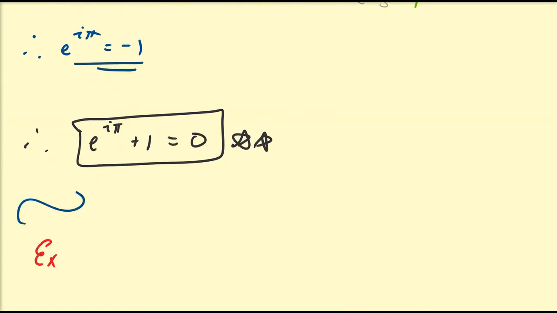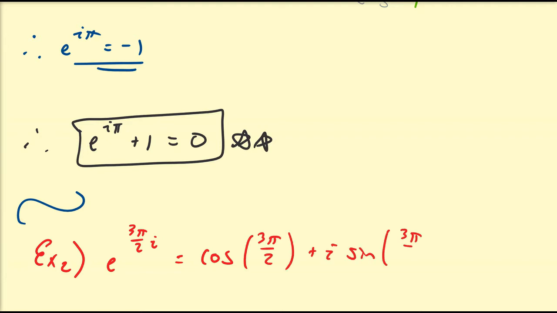So a couple examples. So example 2. What about e to the 3 pi over 2 to the power i? So using the Euler-Cotes relationship again, this is going to be cosine of 3 pi over 2 plus i times the sine of 3 pi over 2.